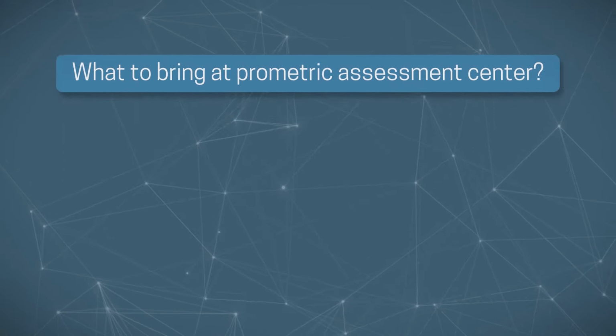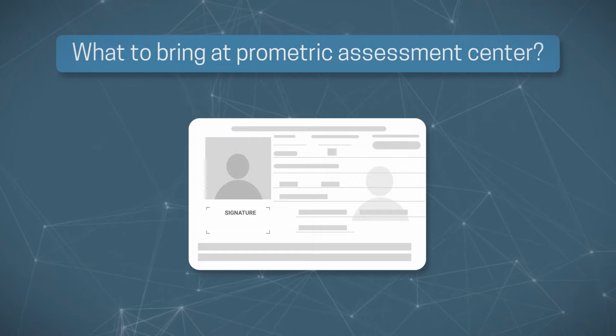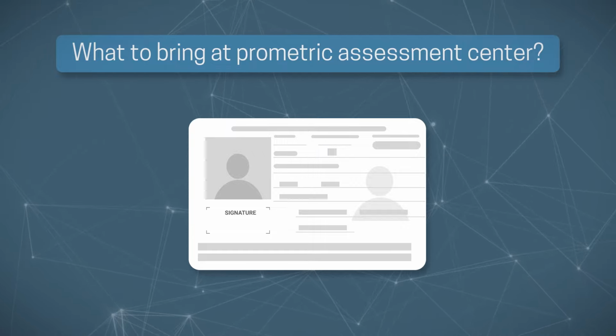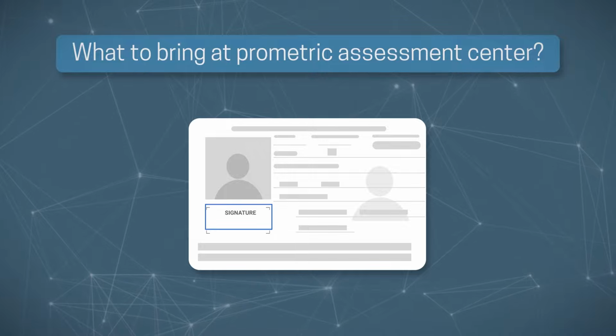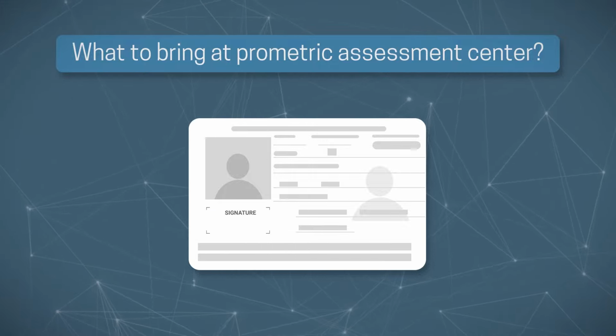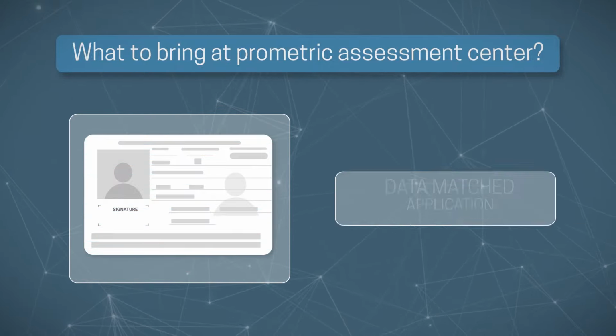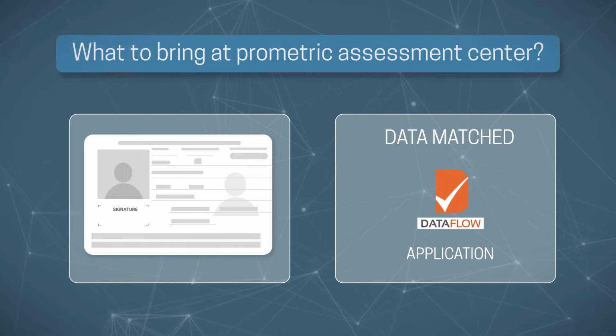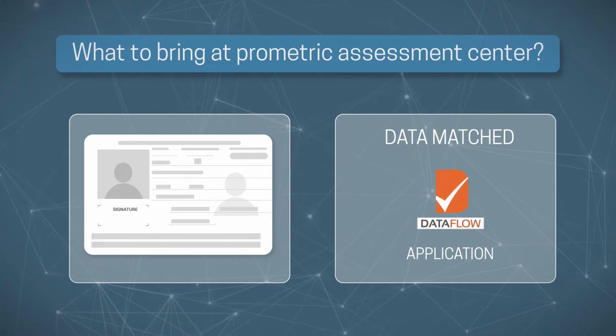You will be required to present a valid passport as your identification. The passport should be in English, however, your signature does not have to be in English. Your passport must match the details you have already provided in your DHA and Dataflow applications.